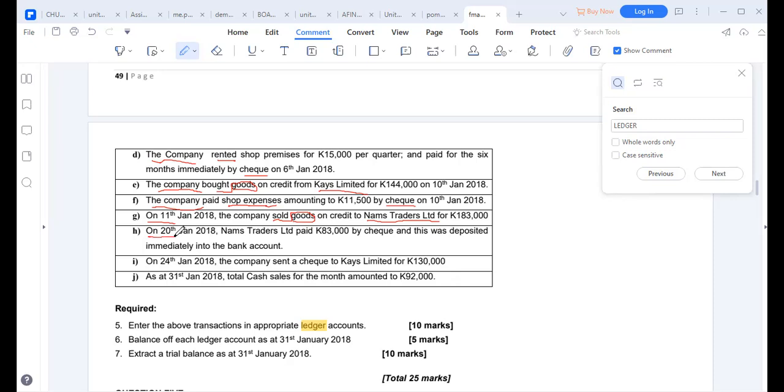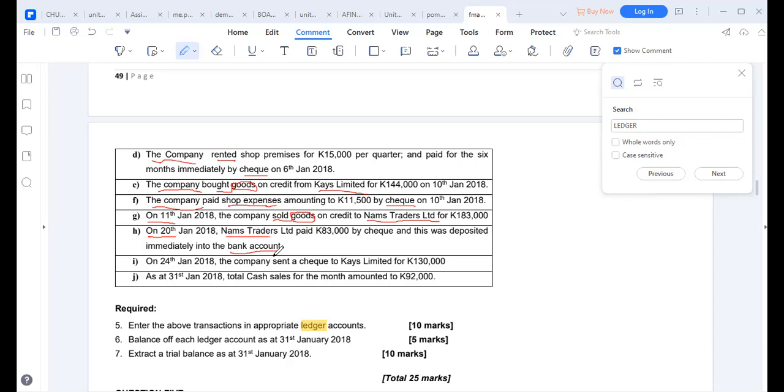Okay. Let us go to H. On the 20th January 2018, NAMS Traders paid 83 by check, and this was deposited immediately into the bank account. What are the two accounts there? NAMS Traders account and bank account. So which one will be debited, which one will be credited?